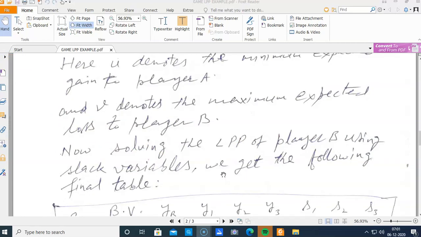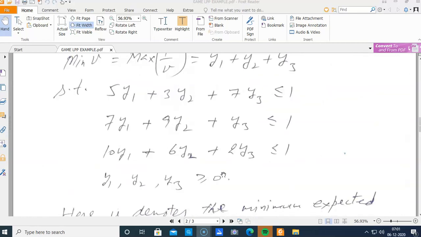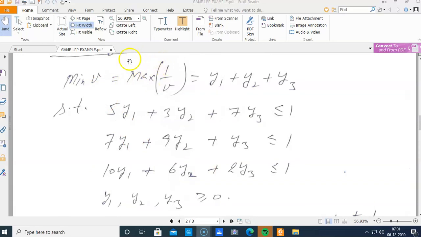Now we solve the LPP of player B using slack variables, and we get the following table. This is an important point. You can see player B's LPP has maximization of the objective function and all the constraints are of less than or equal to type. Therefore one should solve this one, because in player A's LPP all the constraints are of greater than or equal to type, and that would be a cumbersome situation where you have to subtract the surplus variables as well as add the artificial variables.